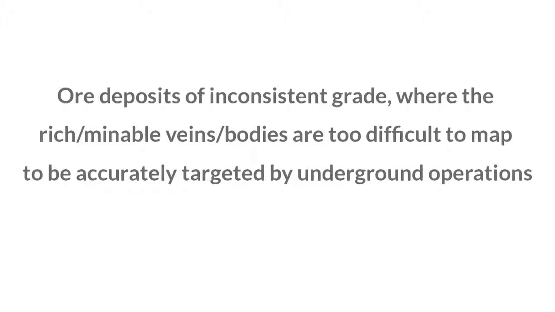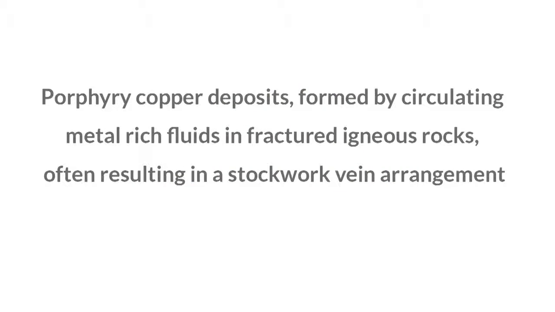of the mining. Examples of disseminated ore deposits are porphyry copper deposits formed by circulating metal-rich fluids in fractured igneous rocks, often resulting in a stockwork vein arrangement. These may be tens of millions to billions of tons in size and contain from 0.5 to 1% copper and possibly gold at a few parts per million.